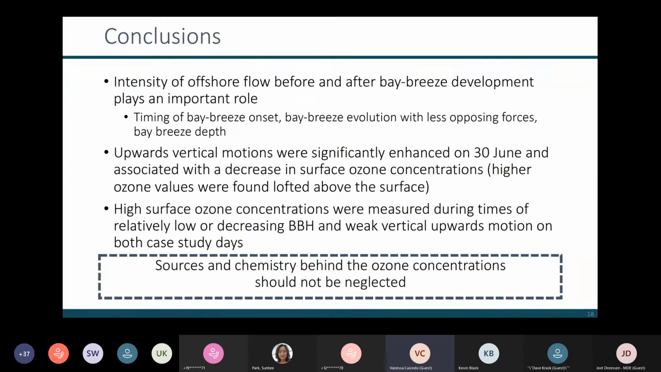The interesting part, which I was excited about, was these upwards vertical motions that were enhanced on June 30th. That could really start to explain why we're starting to see a decrease in surface ozone, especially at the time that we're expecting peak ozone photochemistry, and maybe keeping those ozone values lofted above the surface. Higher ozone concentrations were measured during times where we saw relatively low or decreasing mixing layer height or Bay Breeze heights. So that was an important indication here as well, that we cannot forget the meteorology.